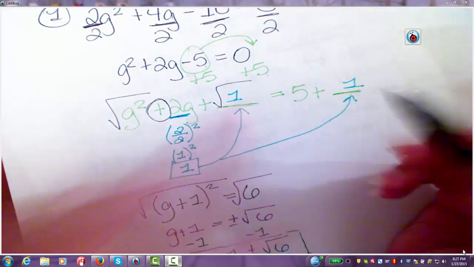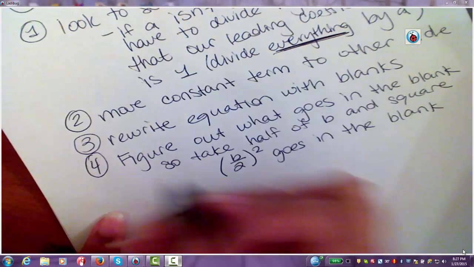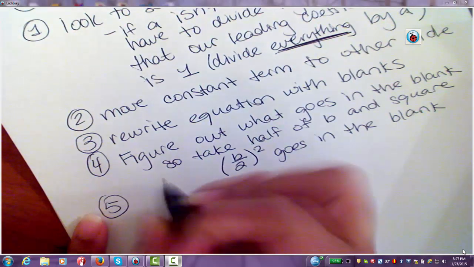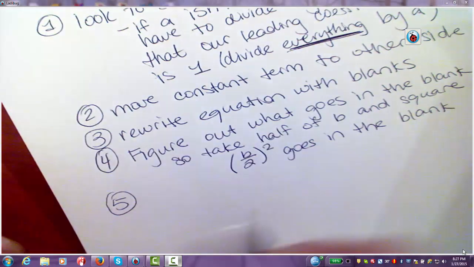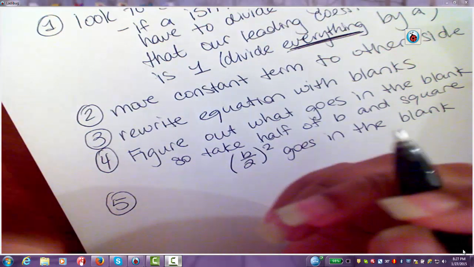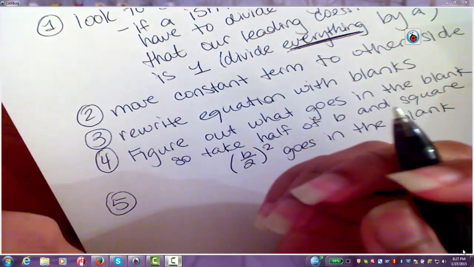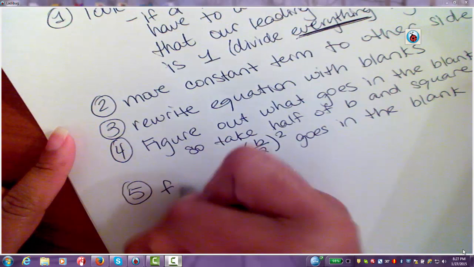So then, once you do that, you are okay to factor. Because the left side is a perfect square trinomial, and that's the whole point of this, is to get the left-hand side to be a perfect square so that solving is simpler. So we factor our perfect square trinomial.